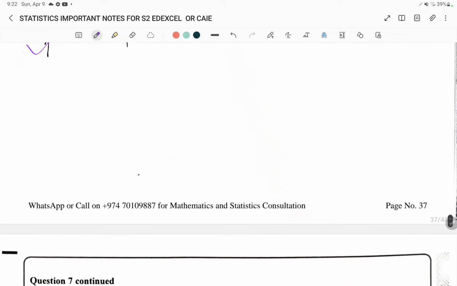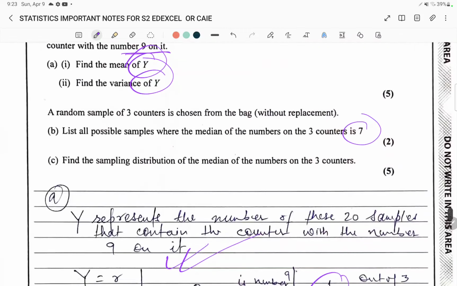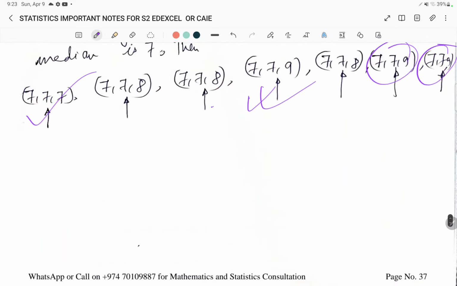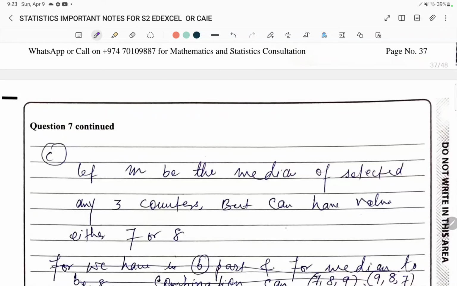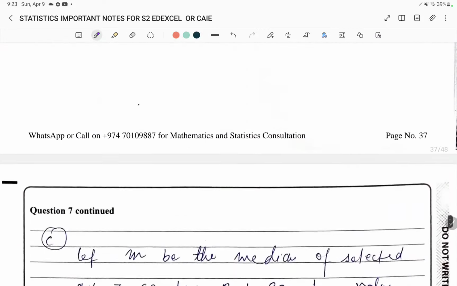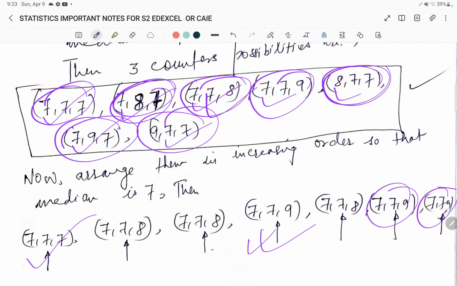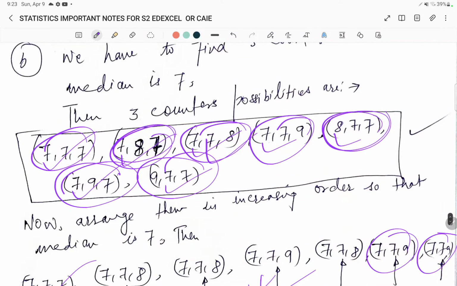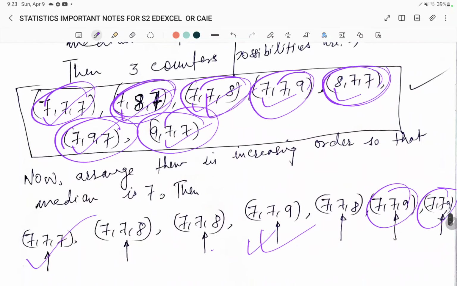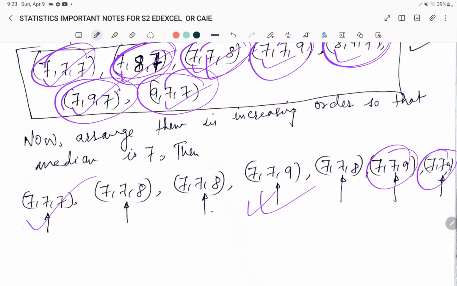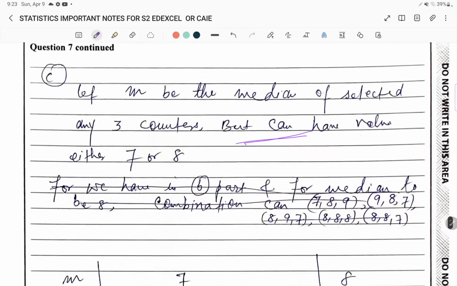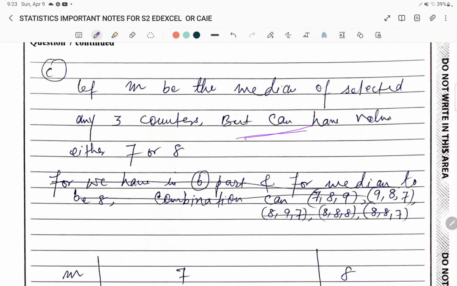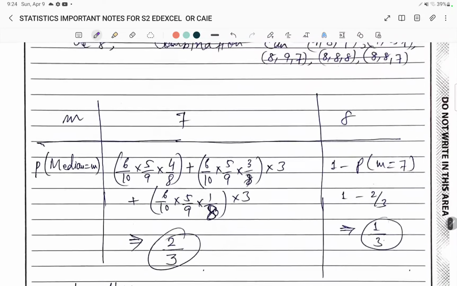Now C part says find the sampling distribution of the median of the numbers on 3 counters. So let M be the median of any 3 selected counters, which can have value either 7 or 8. In the middle, what can be there? 7 and 8. So M is 7 or M is 8.